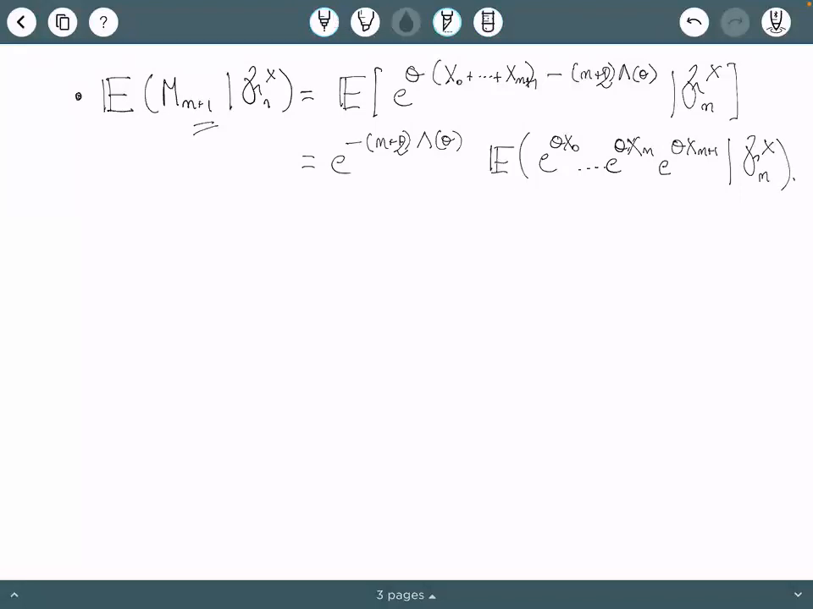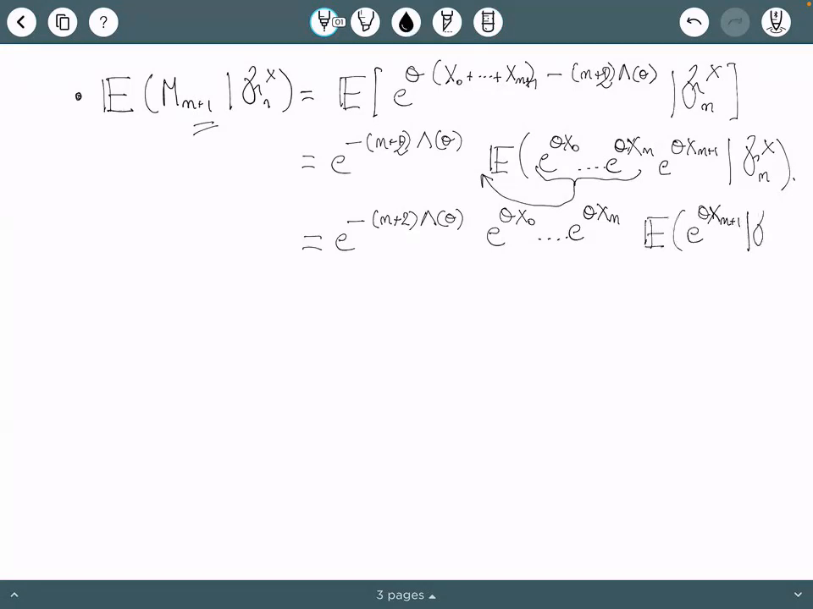Now if you look at these terms, you observe that this term depends only on X_0, X_1, ..., X_n. So it is measurable with respect to this sigma field, and it can just go outside of this conditional expectation. So it is equal to exponential minus (n+2) lambda theta, exponential theta X_0, up to exponential theta X_n. And here I get the expectation of exponential theta X_{n+1} given F_n^X.